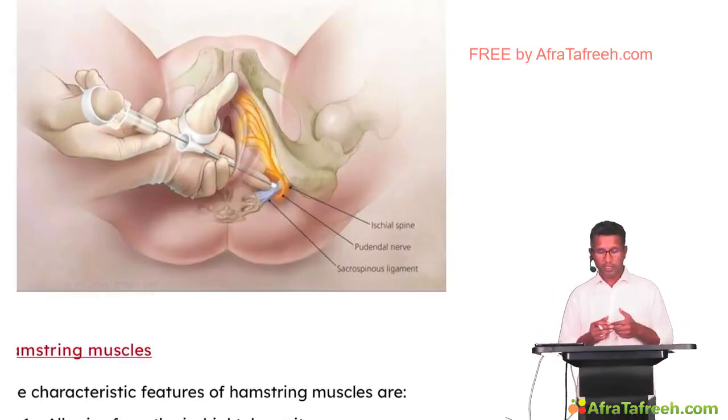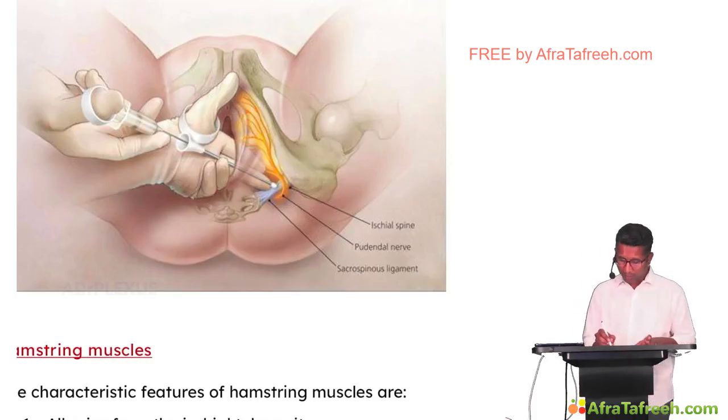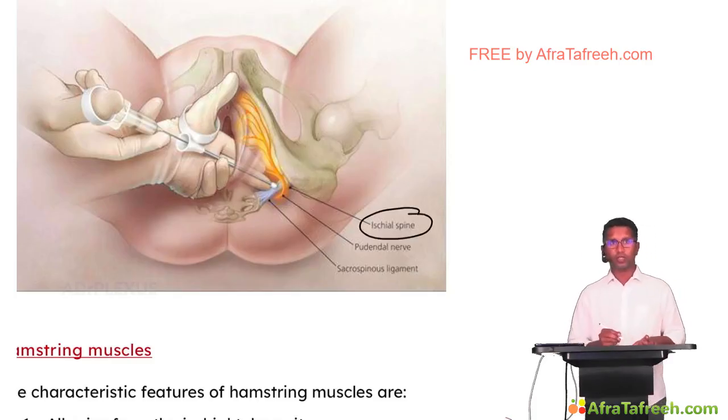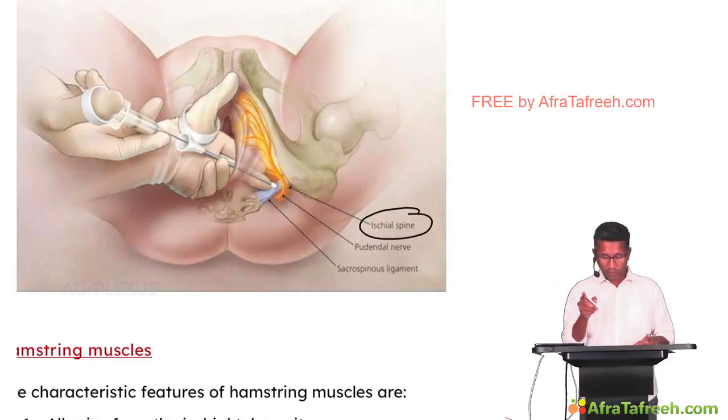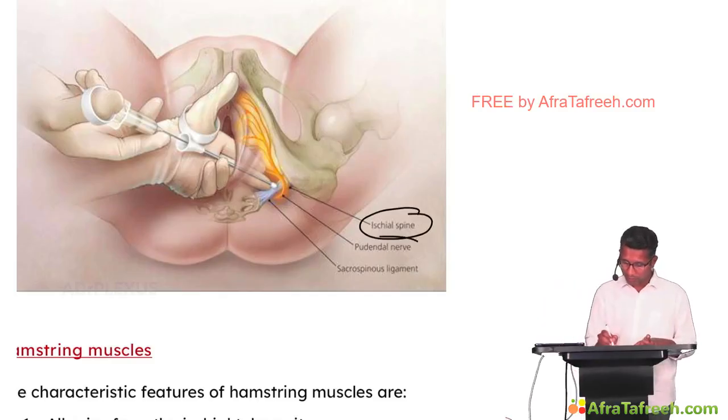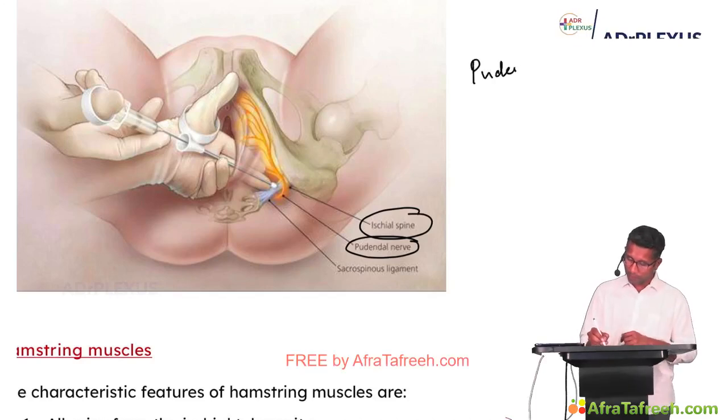So they palpate the ischial spine and they block a nerve. Okay, so they are palpating the ischial spine, and just now we saw a nerve is winding around the ischial spine. And what is this nerve? The nerve which is winding around the ischial spine is the pudendal nerve. So this is called a pudendal nerve block.